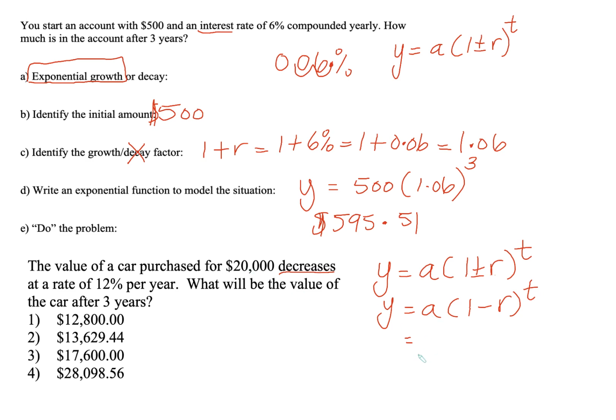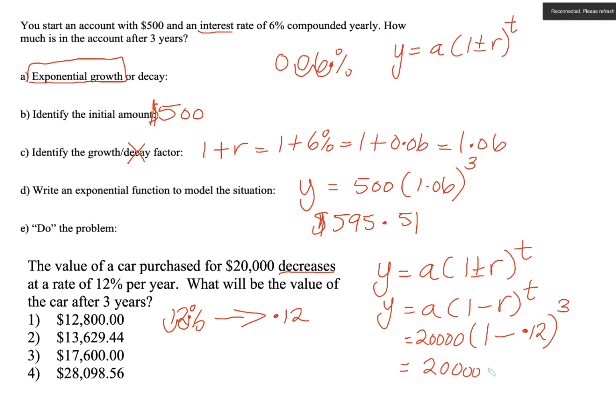What is your A? The initial value, which is 20,000. 1 minus, your rate is 12%. You need to change it to a decimal. So let's put in our decimal point and move it 2 places to the left, 1, 2. So this is going to be 0.12. So this is 1 minus 0.12. The time is 3 years. So this is 20,000 times 1 minus 0.12, which would give us 0.88 to the third power.